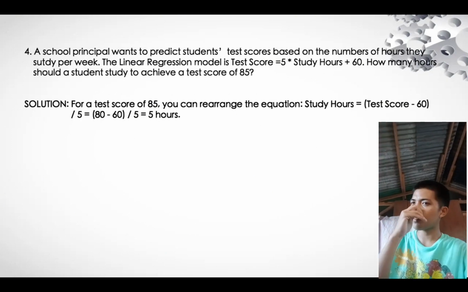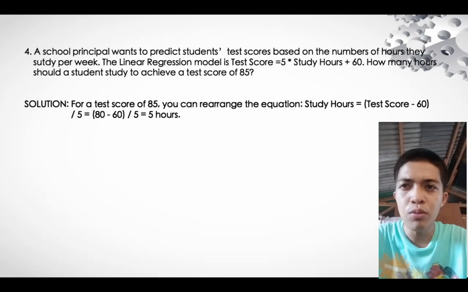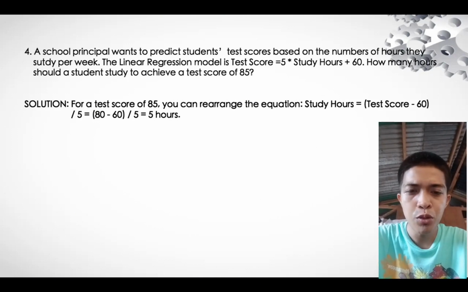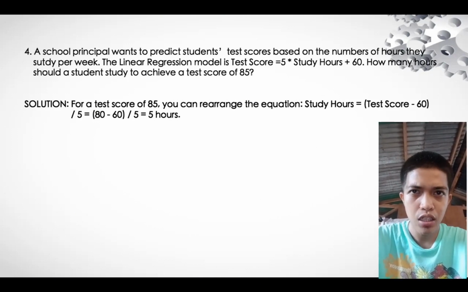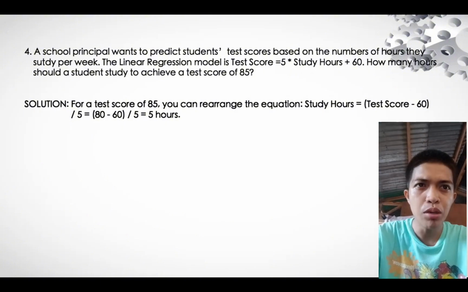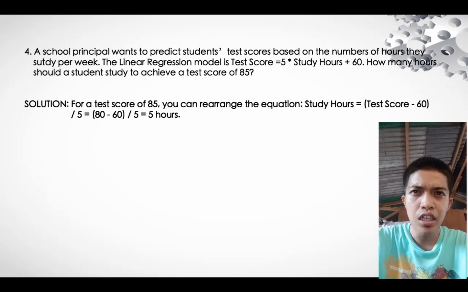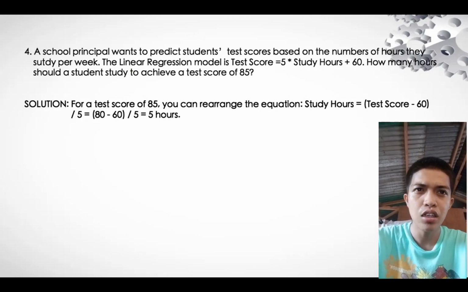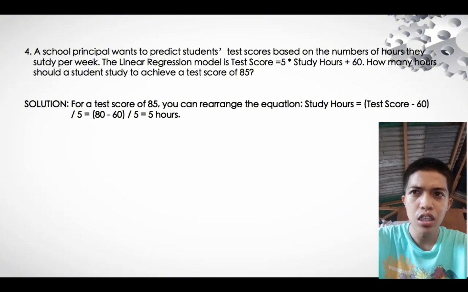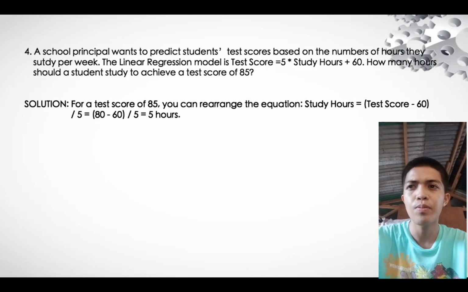My number four question: a school principal wants to predict students' test scores based on the number of hours they study per week. The linear regression model is test score is equal to 5 times study hours plus 60. How many hours should a student study to achieve a test score of 85?